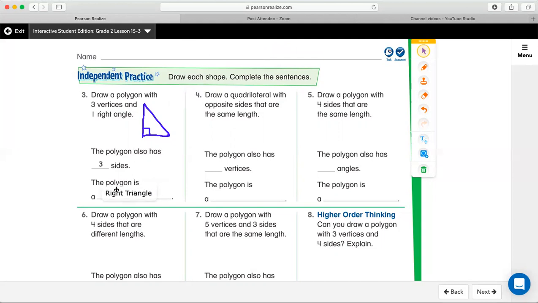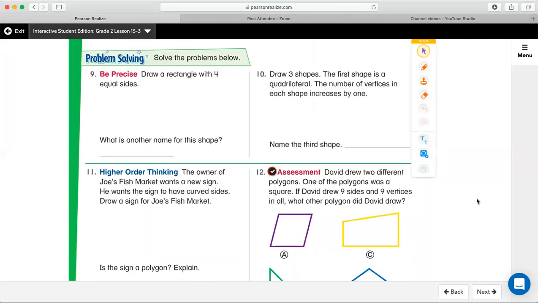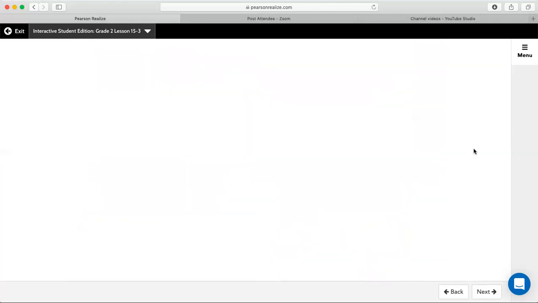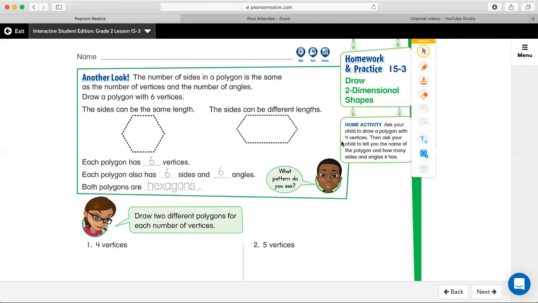So today they give you the description of a shape and you have to decide what it is. And that's what you'll do as you continue to work through, draw a rectangle with 4 equal sides. A rectangle with 4 equal sides, that sounds like a square, but don't tell anyone I told you that. And then your homework is going to be the same thing, okay?